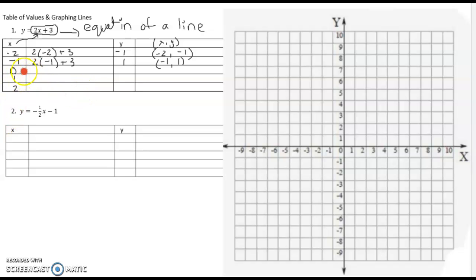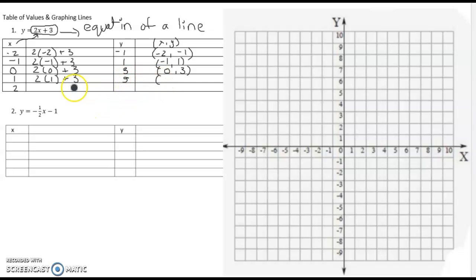Now we can go to the next one when x equals 0. Okay, so 2 times 0 and then plus 3. Well, 2 times 0 is 0, and 0 plus 3 is positive 3. So our x-coordinate was 0, and our y-coordinate was positive 3. Next one, we plug in x, and it equals 1. So we're going to have 2 times 1 plus 3. So 2 times 1 is 2. 2 plus 3 is 5.